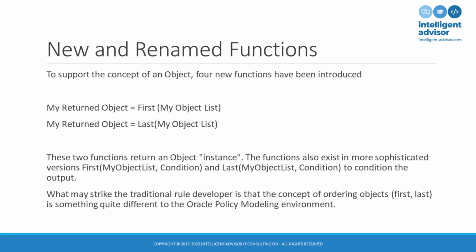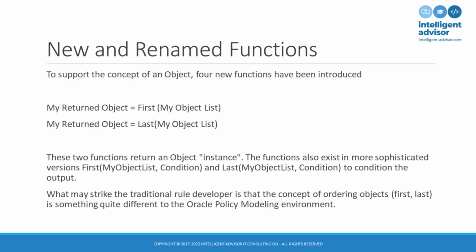Still on the subject of object lists, and now focusing on this concept of an individual row in an object list being called an object, there are some new functions. The 2 most obvious are first and last. Each of them require as input an object list, and they will return a reference to 1 row, 1 instance maximum. Of course, if there are no rows in the object list, then they will return null. There are also more sophisticated versions where you can condition the output, but that shouldn't come as any surprise.